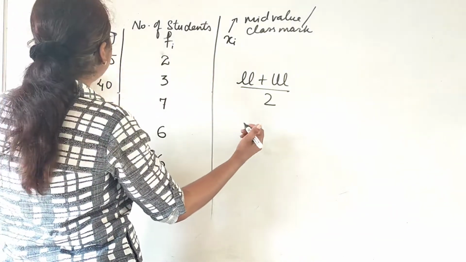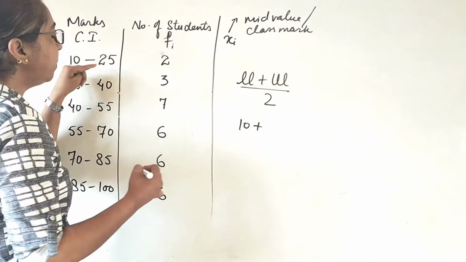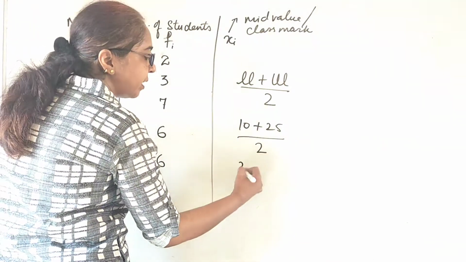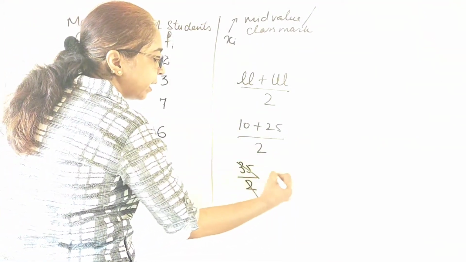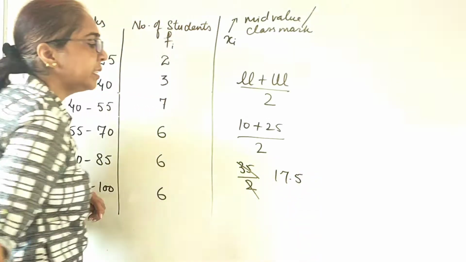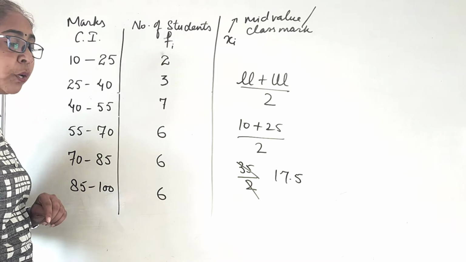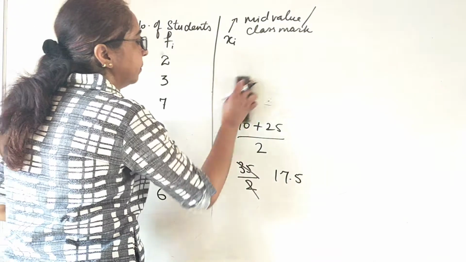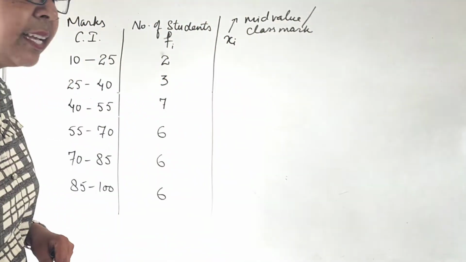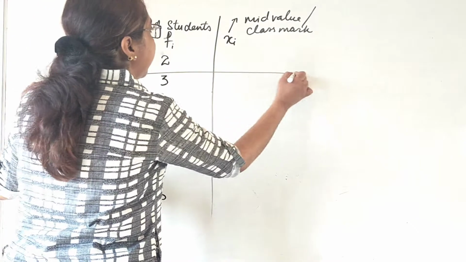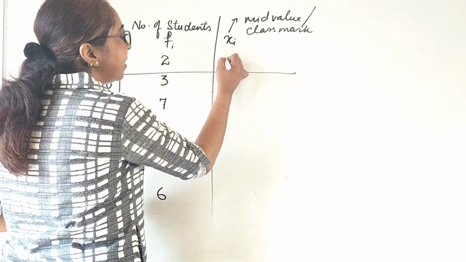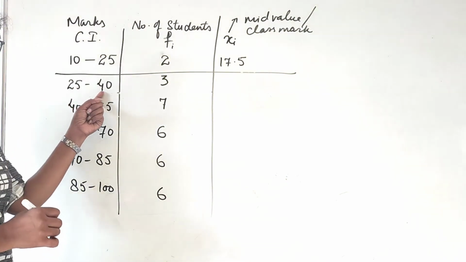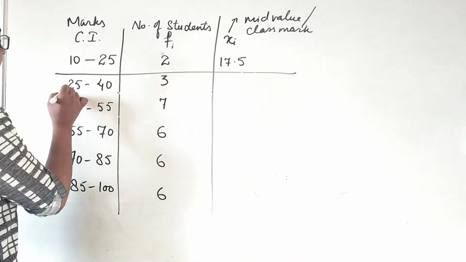What is the lower limit here? 10. Upper limit is 25, and upon 2. So 10 plus 25 is 35 by 2, and if I divide that I will get 17.5. So this is the mid value of the first interval. I will write it here as xi. So the xi for the first interval is 17.5.